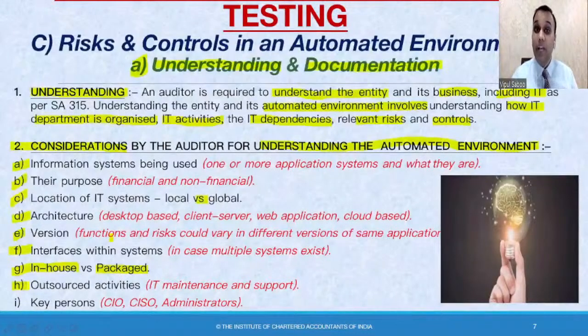For example, the Indian government has outsourced the income tax website, giving the contract to Infosys. They developed the website and are maintaining it for the Indian government. They've been given the contract of IT maintenance and support of the income tax website. This is called outsourced activity.